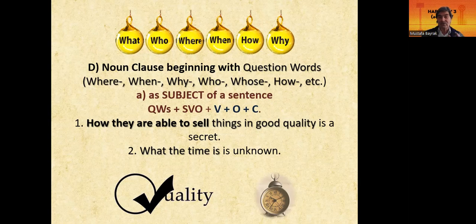Or a short subject, what the time is, not what is the time. What the time is unknown. Yes, there are 2 is's here. What the time is unknown. It is unknown. What is it? It is this: what the time is. What the time is is the subject of the sentence. What the time is unknown.